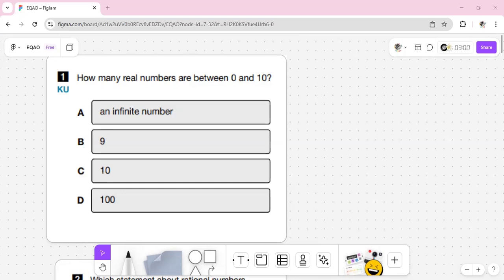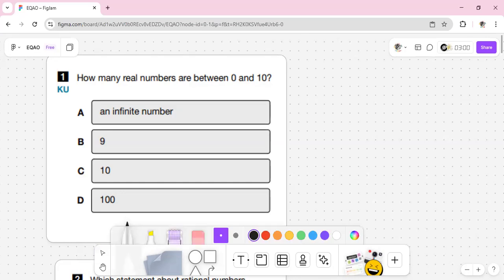Okay, so let's begin. How many real numbers are between 0 and 10? Well, when we're talking about real numbers, we're talking about whole numbers, so 0, 1, 2, 3, 4, 5, 6, 7, 8, 9, and 10. We're also talking about decimals, so numbers such as 0.1 or 0.001. So there are infinitely many decimals in between each of the whole numbers.